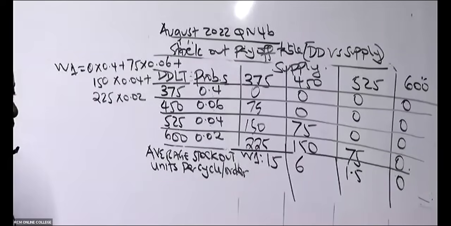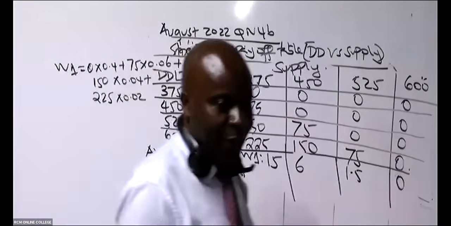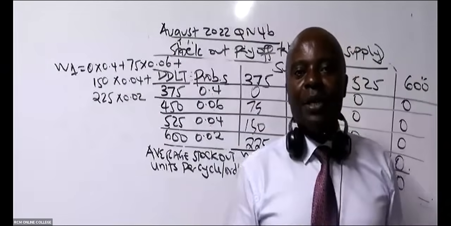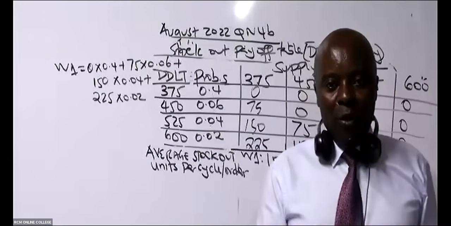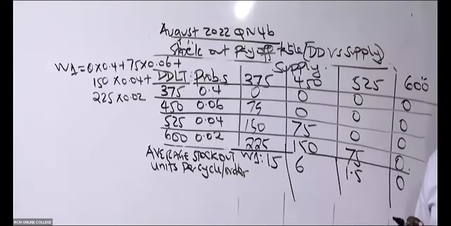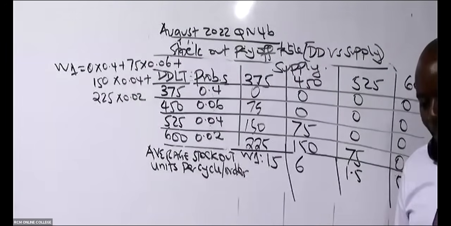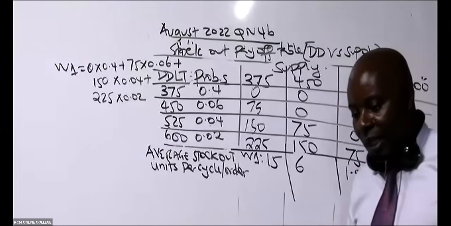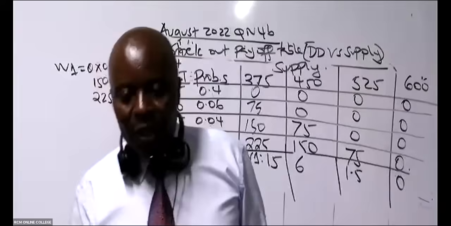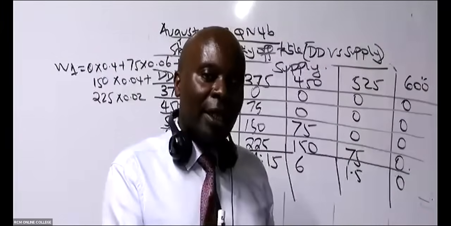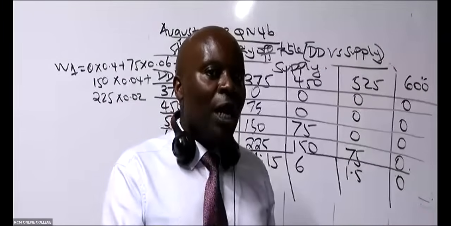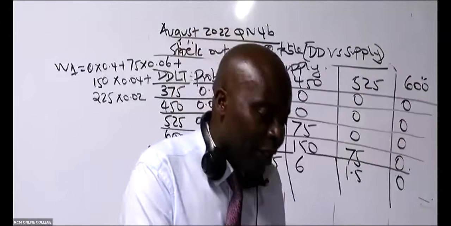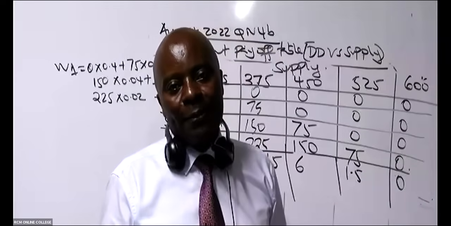Now, ladies and gentlemen, you are the guys who are guiding me today. I've been able to get the average stock out units per cycle. What will be the next step for me? Yeah, we multiply this by the number of orders. And then you appreciate the fact that number of orders will never be given. I don't know even why these examiners are giving number of orders.